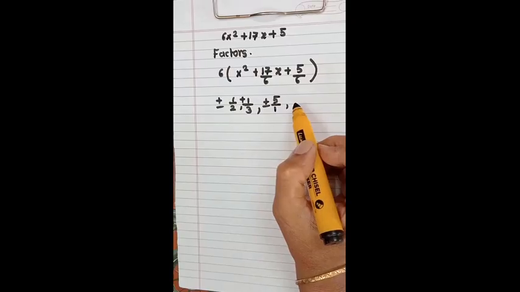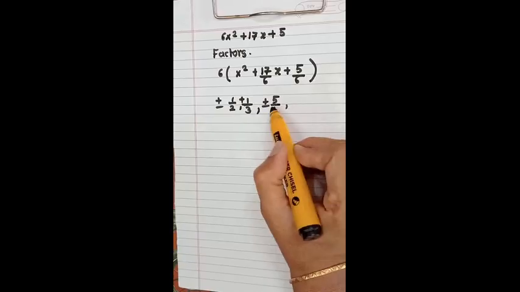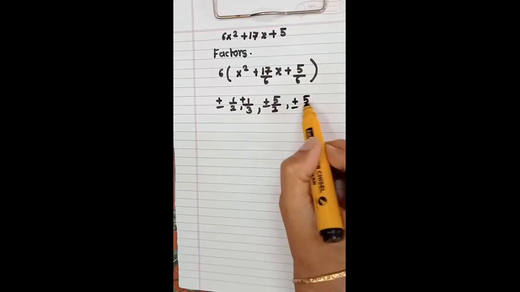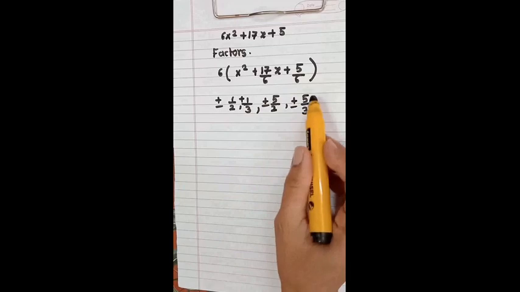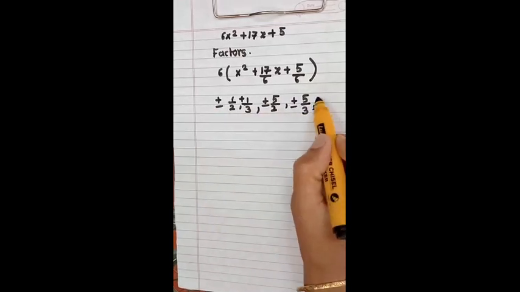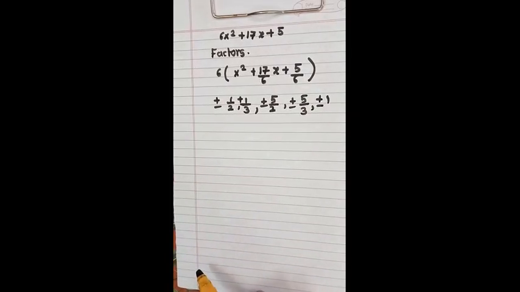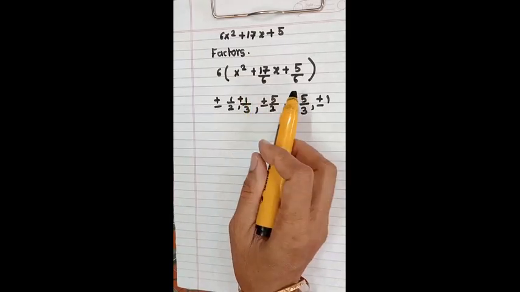Then you may have 5 upon 2 and plus or minus 5 upon 3. This product will give you 6. So 5 upon 2, 5 upon 3 and maybe plus or minus 1. So these are the factors, and by trial method you can find out the zero of the polynomial, or factor, where this equation becomes 0.